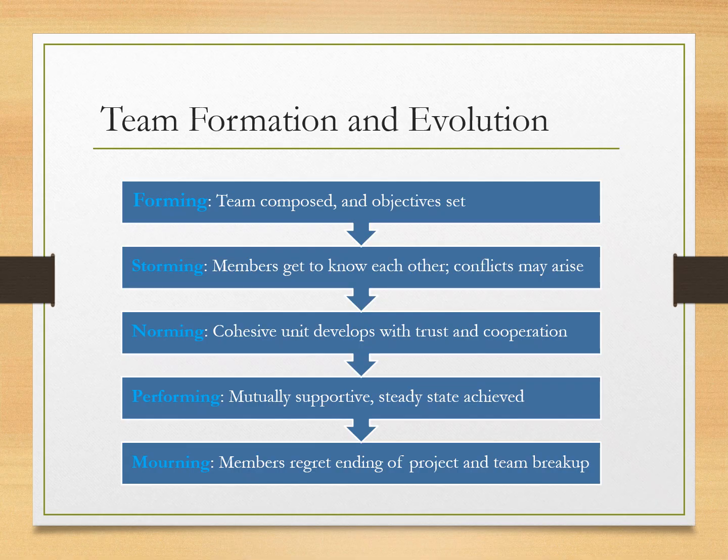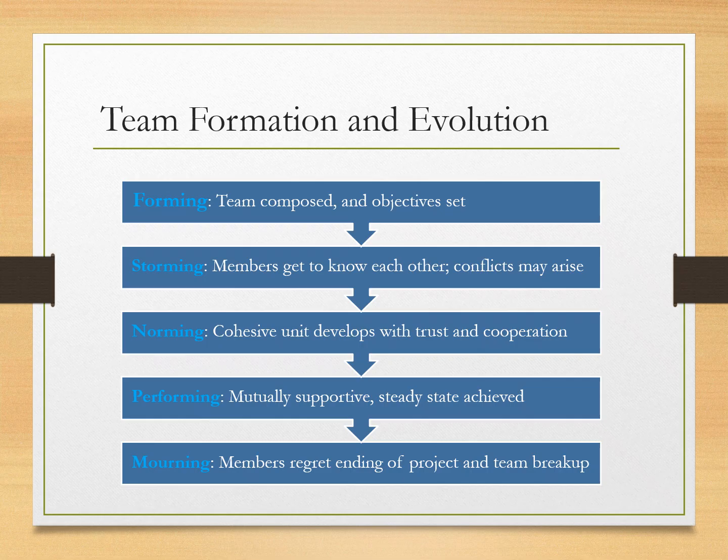Teams go through 5 distinct stages of development. First one is forming. This is the beginning. The team is composed and objectives are set. Everybody is usually polite, but maybe a little bit reserved. Storming. This is often where conflicts may arise as members get to know each other. People start asserting their ideas, and there can be friction over roles. This is actually a healthy, necessary step.